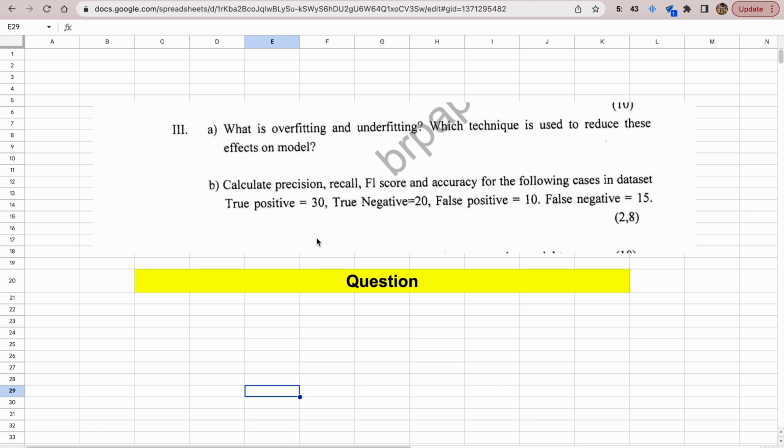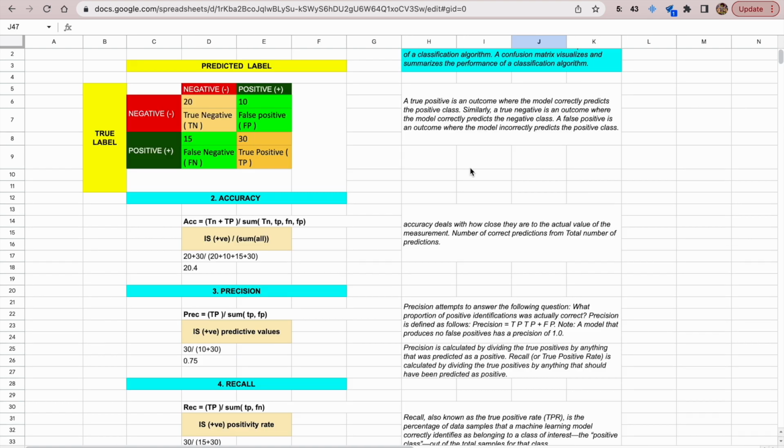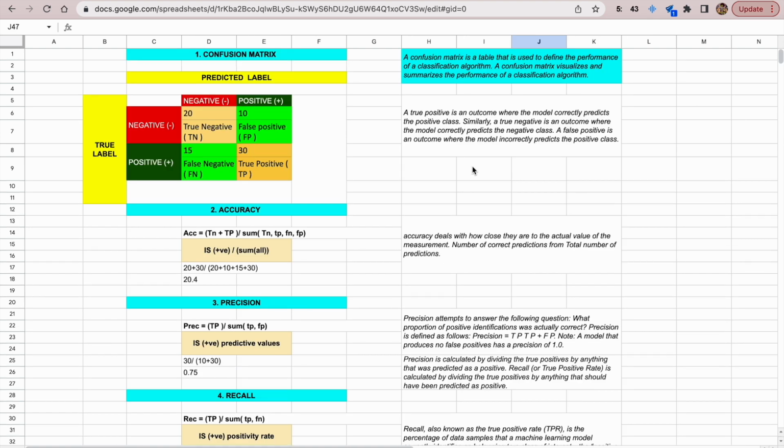The question was asked for 10 marks and this question might also be asked in the future, because relevant questions related to this were asked. I'll show you the solution, how it works. I have solved it in Excel, and since the true positive, true negative, false positive and false negative are given, we will plot the confusion matrix.